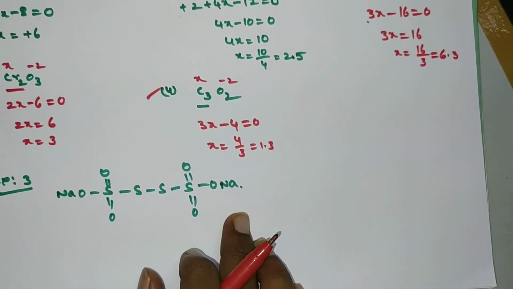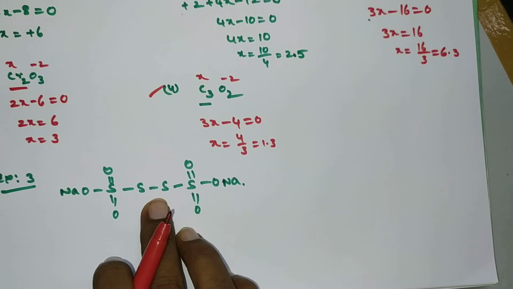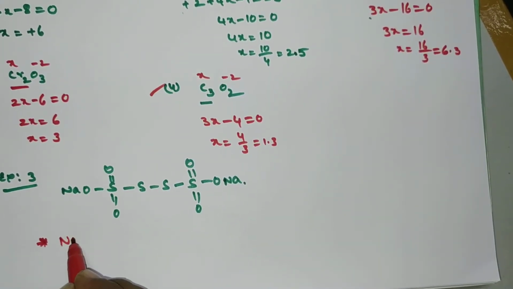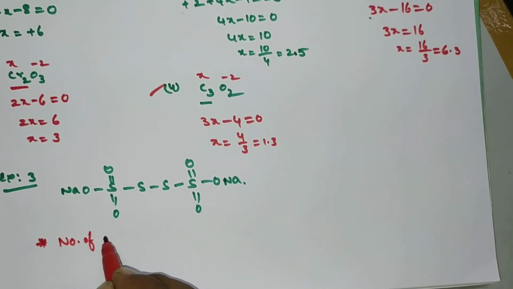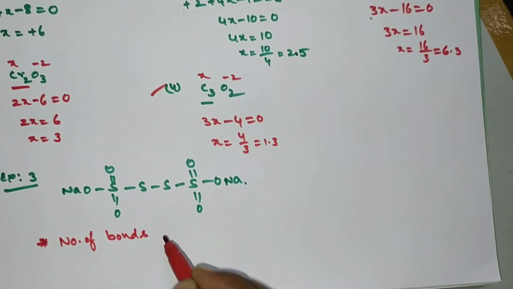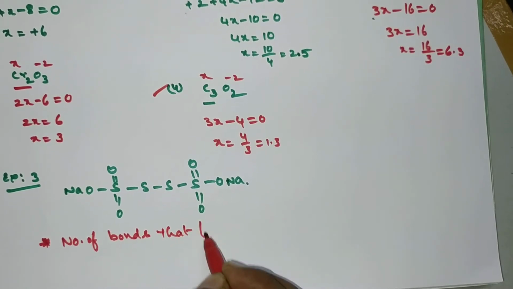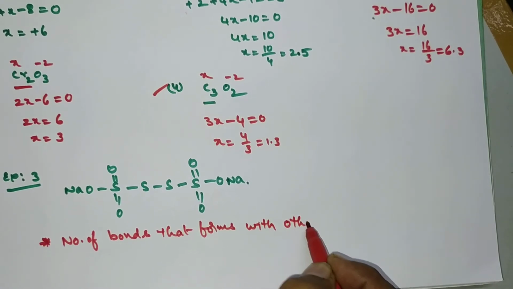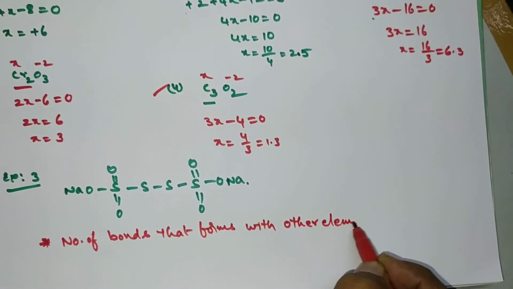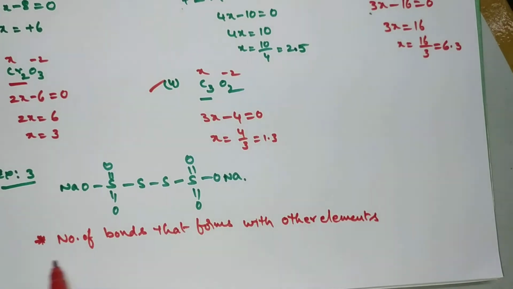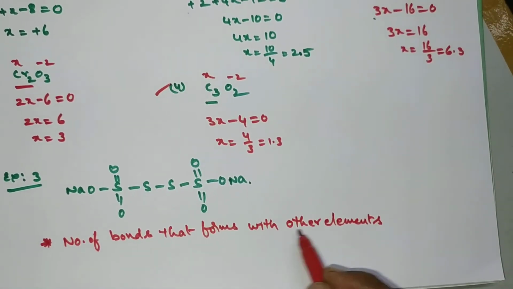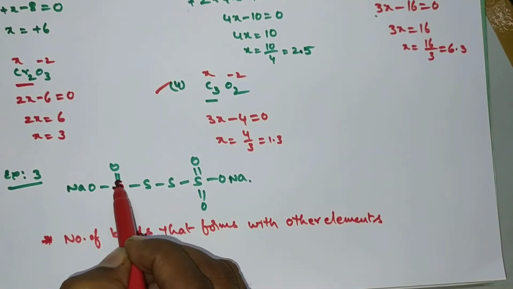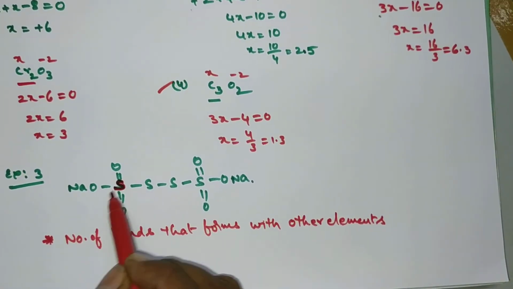In order to calculate the oxidation state of each element, we have to calculate the number of bonds that form with other elements. We have to consider the number of bonds that formed with other elements. So here, let us suppose we calculate the oxidation state of this sulfur.